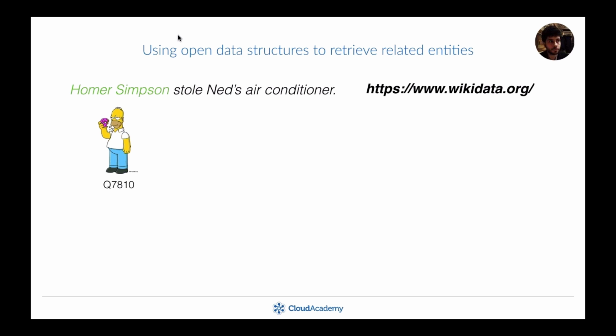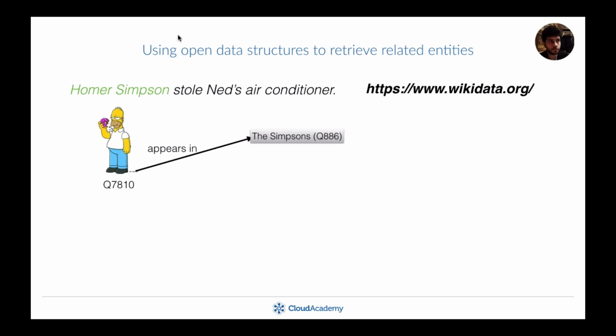What can we do with this? So we have our sentence, we find out Homer Simpson thanks to the Google Natural Language API, and we find out that this guy is Q7810 in Wikidata. Then we can try to ask Wikidata which series he appears in. We already know the Simpsons, but we can do this automatically for other characters of other series if we want. And we get the information that this guy appears in the series Q886, which is the Simpsons.